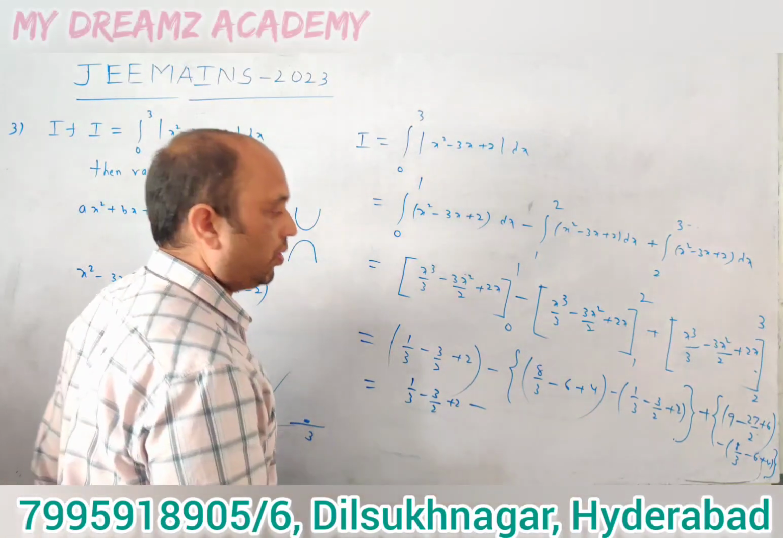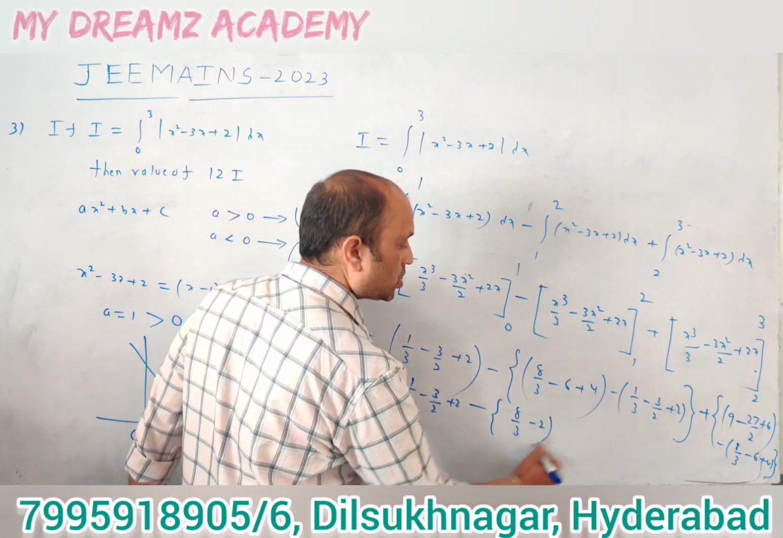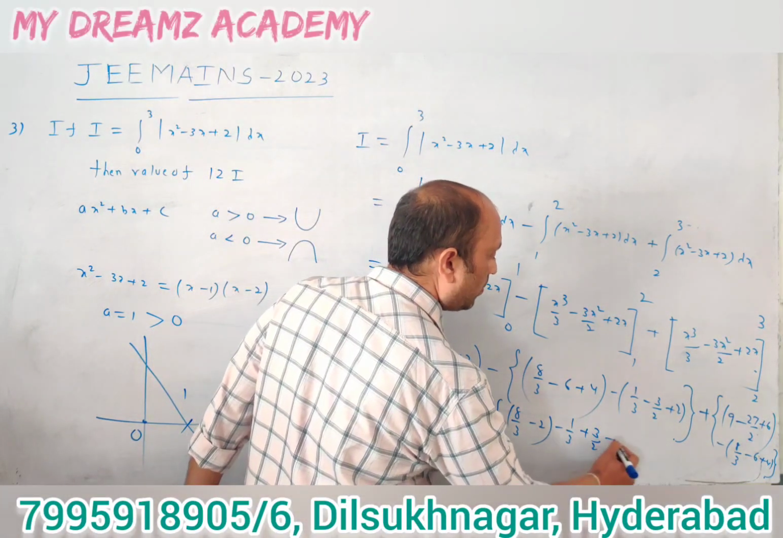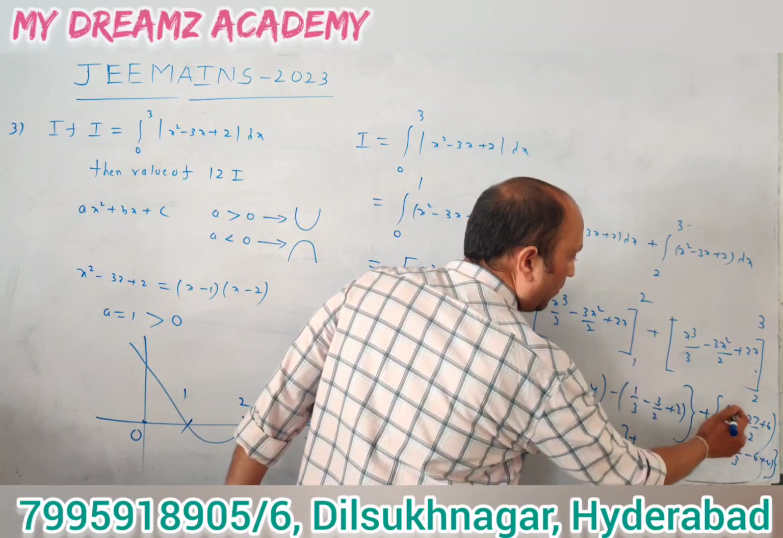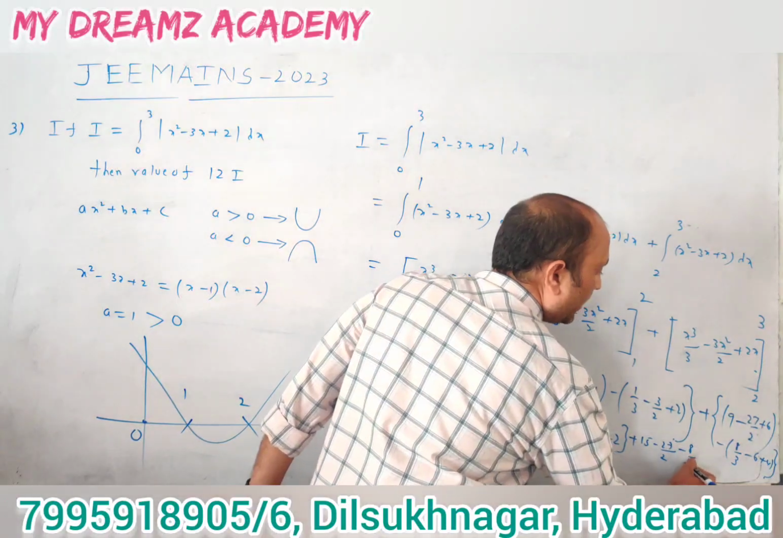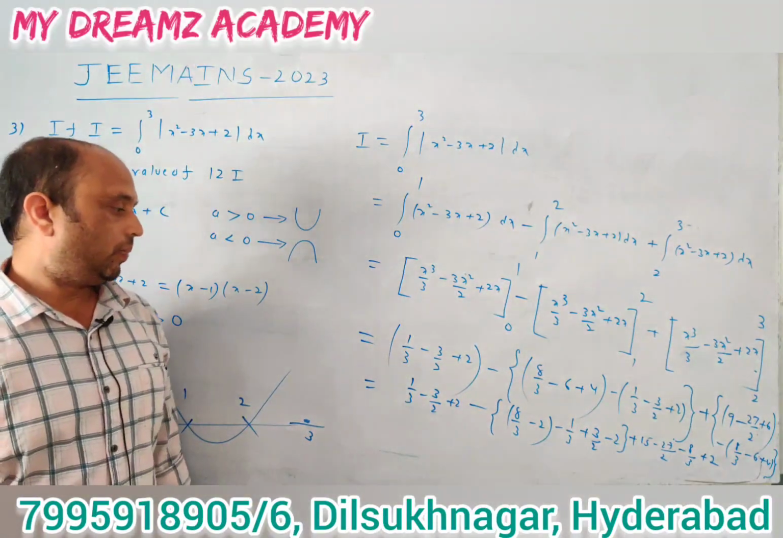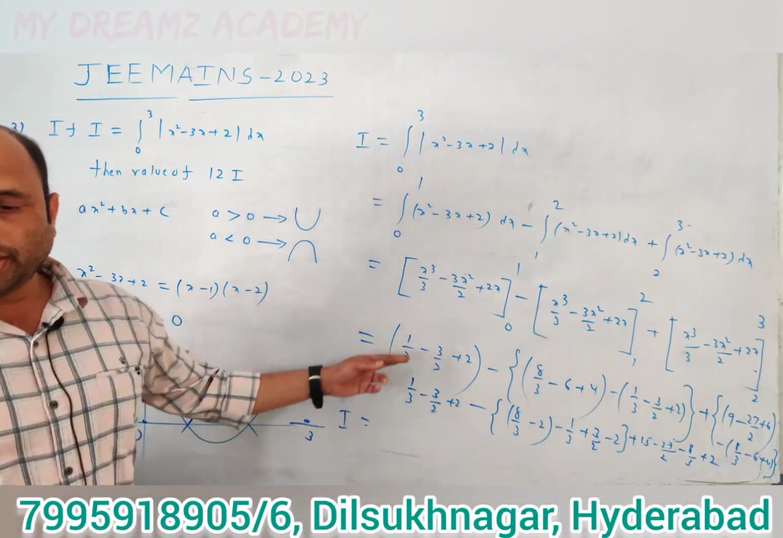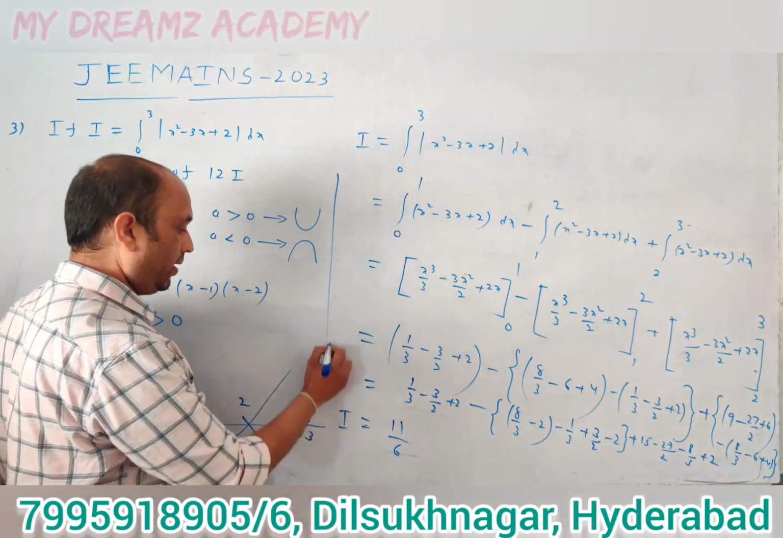So now first simplify this term, 8 by 3 minus 2. Here, minus 1 by 3 plus 3 by 2 minus 2, okay, plus the remaining terms are the same, 9 plus 6, 15, minus 27 by 2, minus 8 by 3 plus 2. So simplify further, and we will get the complete I value. So I is equal to 11 by 6, the value of I is 11 by 6.